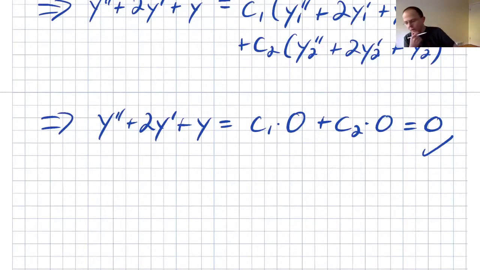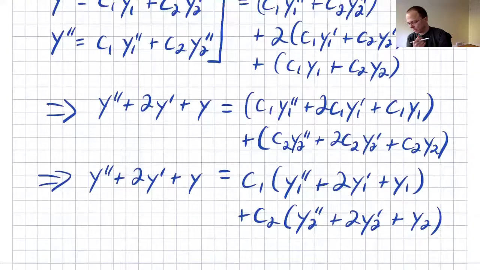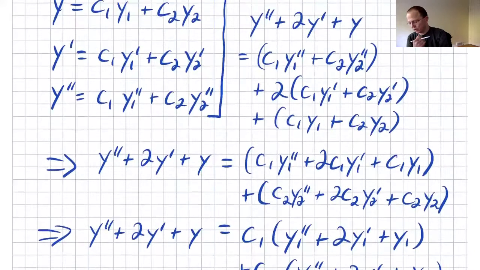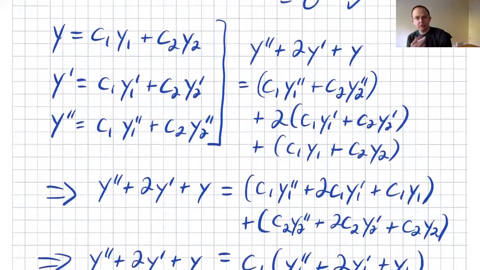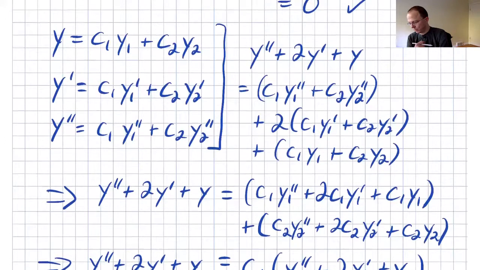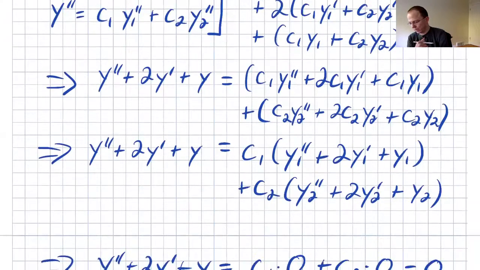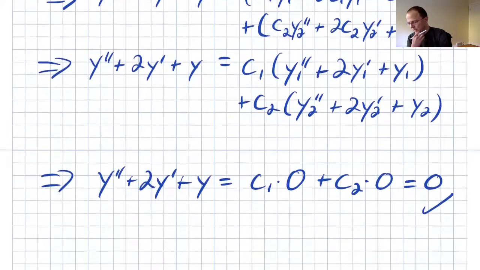So that means that y, which is this linear combination of y1 and y2, also is a solution of this differential equation. Okay. And hopefully you see that this will work in general. So this is why linear combinations of solutions for homogeneous equations give us a solution of the homogeneous equation. It's because this type of calculation will always work for any homogeneous linear equation.